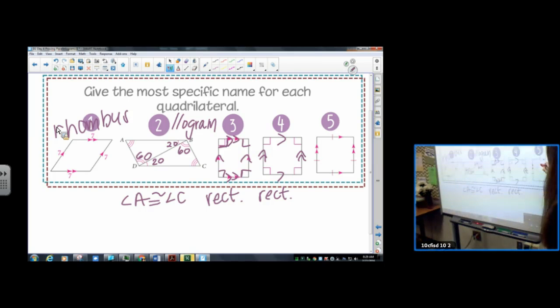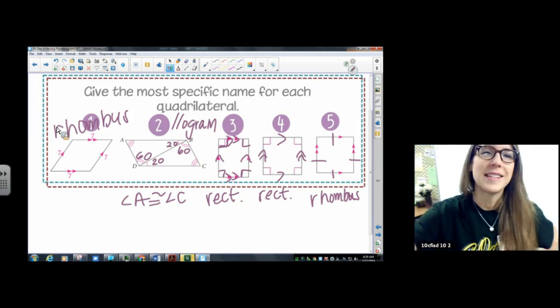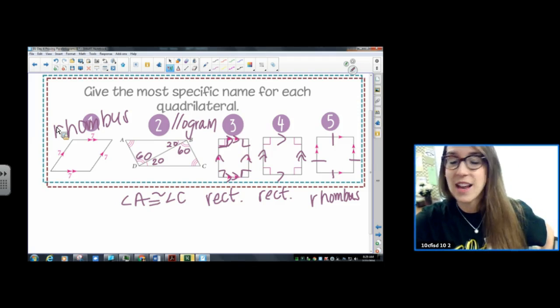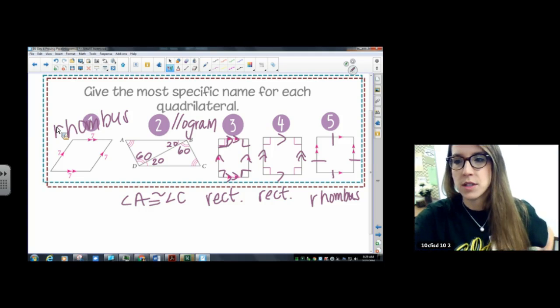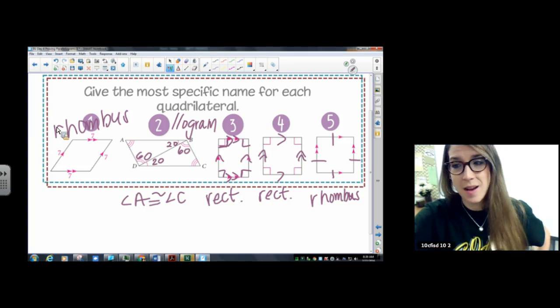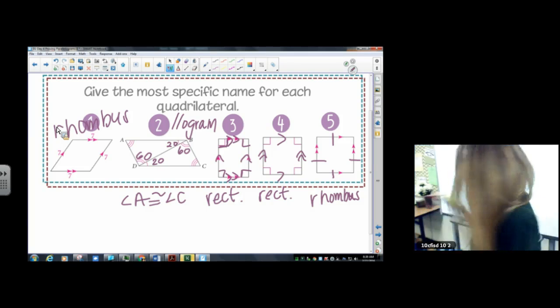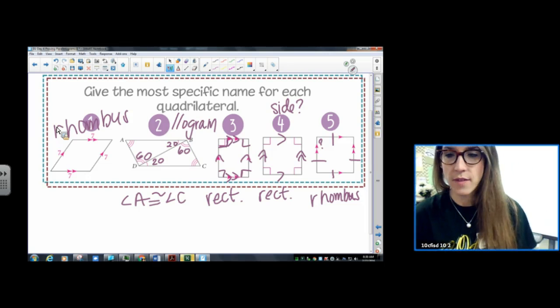And then we have all congruent sides. So it is a rhombus. None of these are squares, because a square would have to be a rectangle and a rhombus. And that's kind of what we're learning today. So 4 was a rectangle, 5 was a rhombus, because in number 5 we didn't know the angles. And in number 4 we don't know the side lengths. So not enough information in either of them.